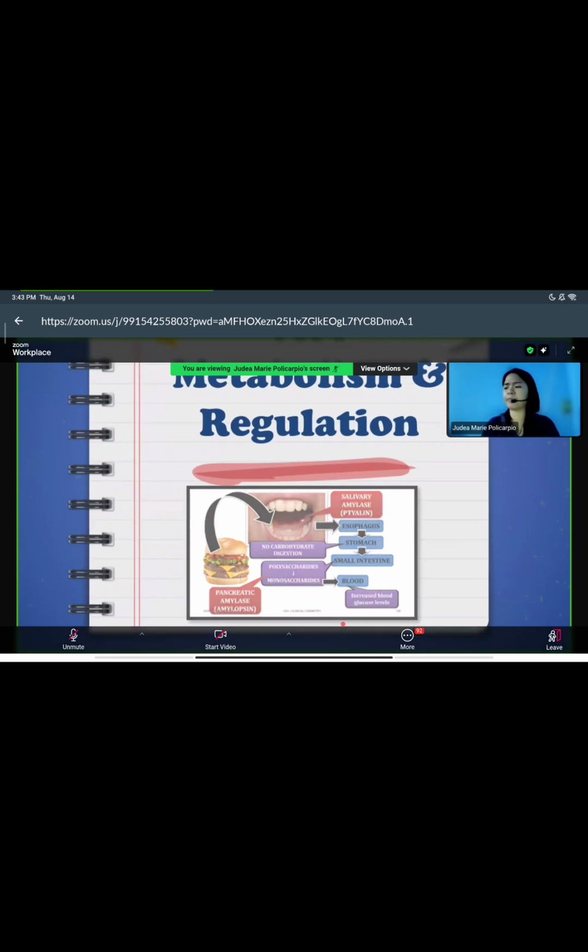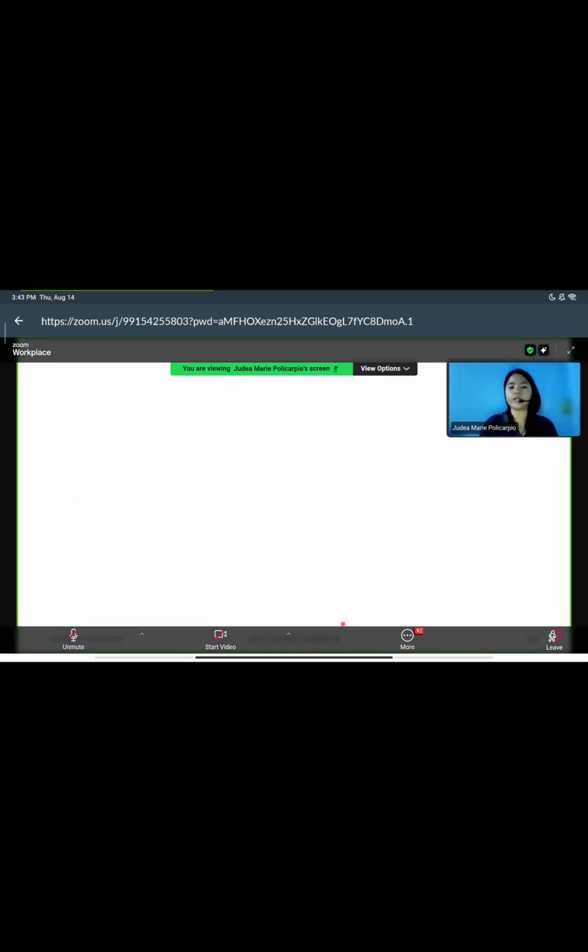So for example lang naman, kunwari lang naman, ha? Kunwari kumain ka ng burger kanina. And syempre yung burger may tinapay. That means meron siyang carbohydrates. After all, bread I consider to contain carbohydrates. And how are we supposed to use the burger as a source of energy? Paano ba natin ginagamit si burger as a source of energy?